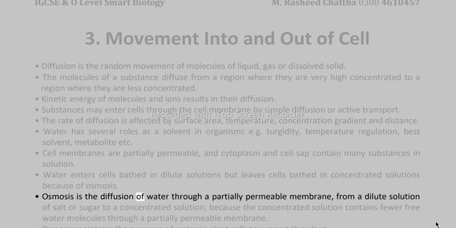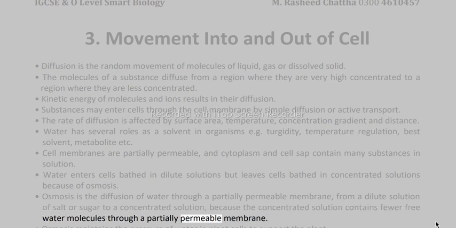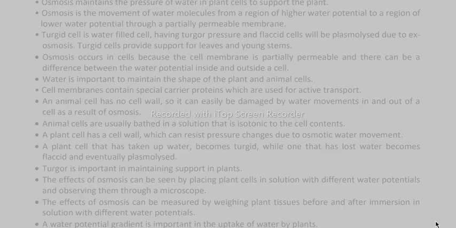Osmosis is the diffusion of water through a partially permeable membrane, from a dilute solution of salt or sugar to a concentrated solution, because the concentrated solution contains fewer free water molecules. Osmosis maintains the pressure of water in plant cells to support the plant. Osmosis is the movement of water molecules from a region of higher water potential to a region of lower water potential through a partially permeable membrane.